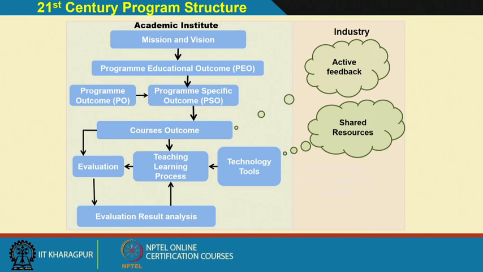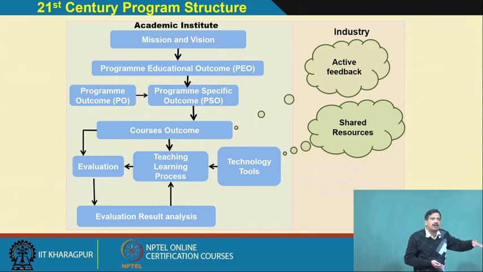I said mission and vision statement; I will explain this later on. I will also explain how to write a mission vision statement, what we mean by program educational outcome, what is program specific, and what is the matrix matching. All those things I will describe later on. Let us start with the course.